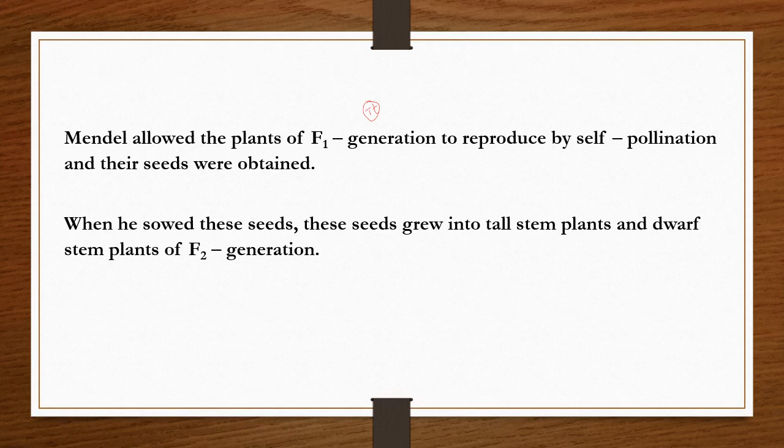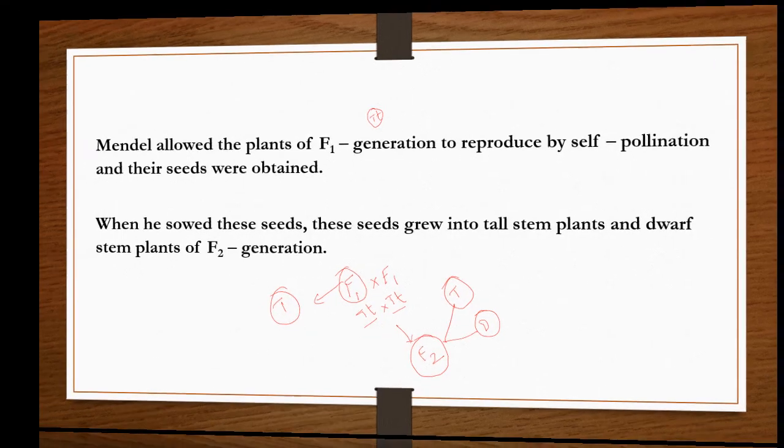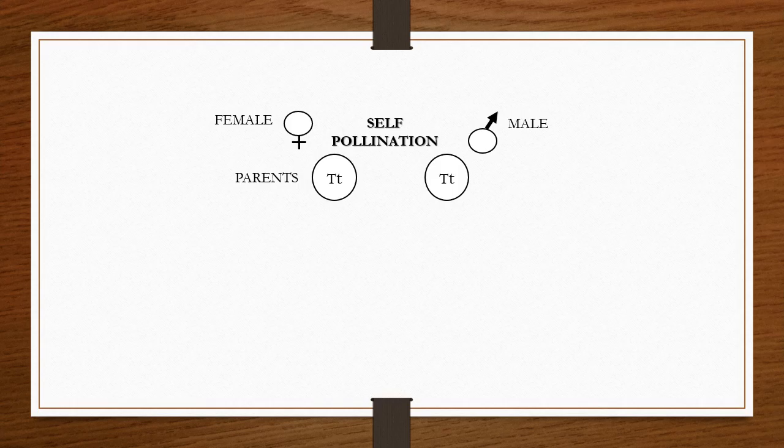So the F2 generation is obtained due to the cross between F1 generation individuals, that is capital T and small t. When he crossed these F1 individuals, the resultant individuals are called the F2 generation. In this F2 generation, he observed both tall plants as well as dwarf plants, whereas in F1 individuals, all plants are tall only. So let's come to the representation of that F2 generation.